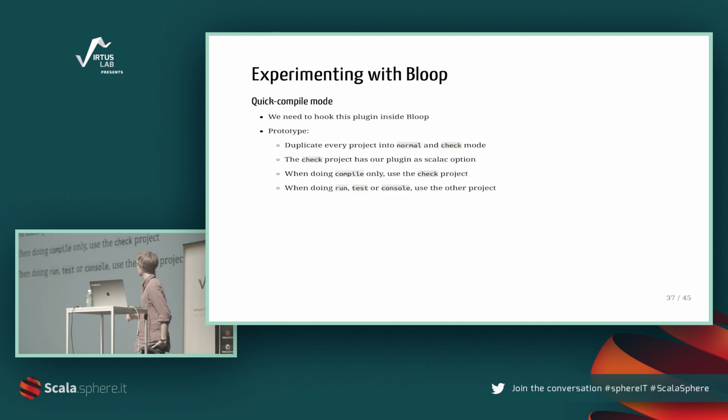And let's now imagine that we have the plugin. I did an implementation. It's absolutely simple. You have about 15 lines of code, I think, to do what I described. And we'll need to hook that inside Bloop. So the prototype would be simply to duplicate every project into normal and check mode, hide the check projects from the user, and then inside the check project, you just put the plugin on the ScalaC option, and you just change a little bit the task of Bloop to compile, so that it uses the check project when you do compile, and it uses the normal projects whenever you want to run, test, or console.